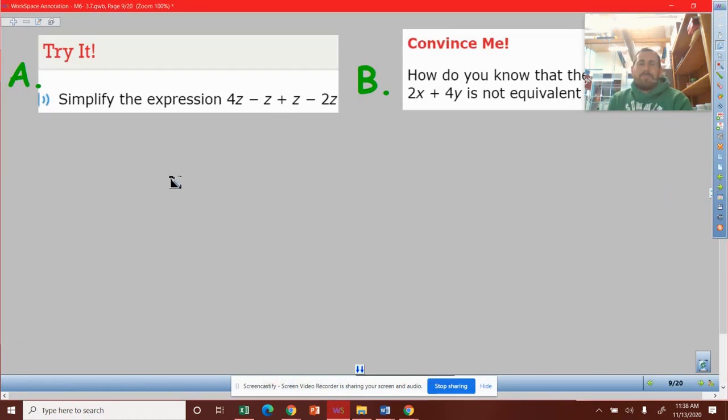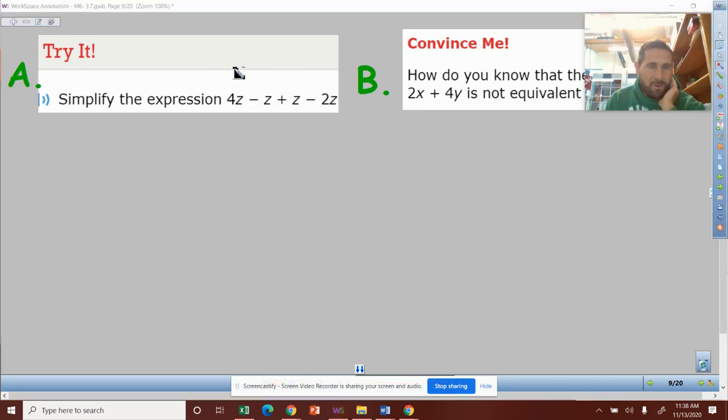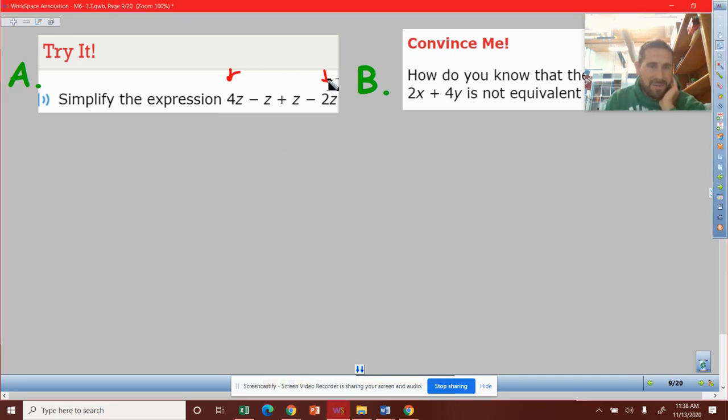So simplify the expression. You got 4z minus z plus z minus 2z. So how many z's are there? Where I don't have a whole number, like we have a whole number 4 here and a whole number 2 here, put in a number. So you've got 1z and you've got 1z.